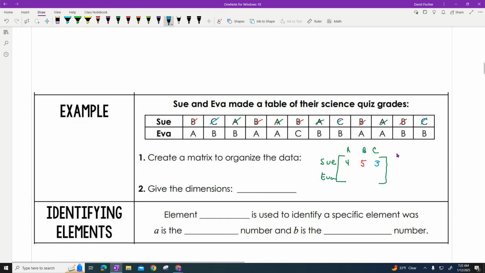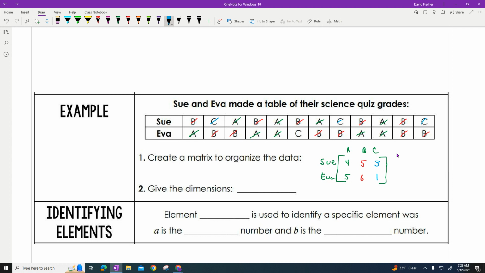Now let's go down and do the other girl. A's, I see 1, 2, 3, 4, 5. Let's go to her B's. 1, 2, 3, 4, 5, 6. Man, she had a lot of B's. There are 6 B's. And on the C's, I'm only seeing 1. Okay. So there's the matrix for the data up above for Sue and Eva.